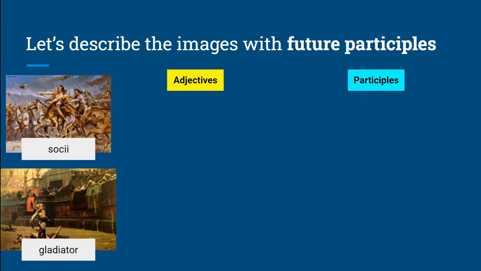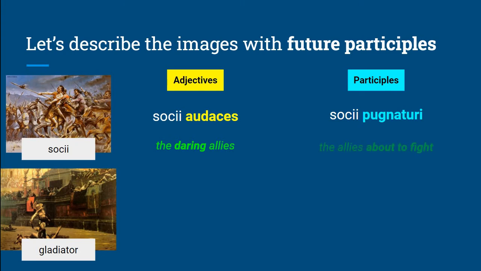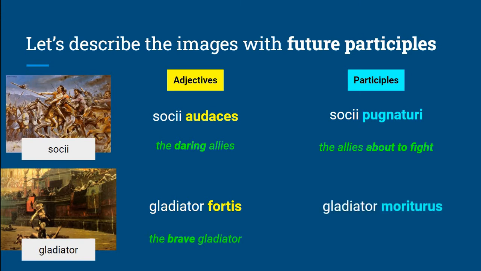And of course, we can use future participles in the same way. So we've got some soci there, some allies, soci audaces, daring or bold allies, or using a participle, soci pugnaturi, allies about to fight. Likewise, in the second image, we have a gladiator fortis, a brave gladiator, or with a participle, a gladiator moriturus, a gladiator about to die.